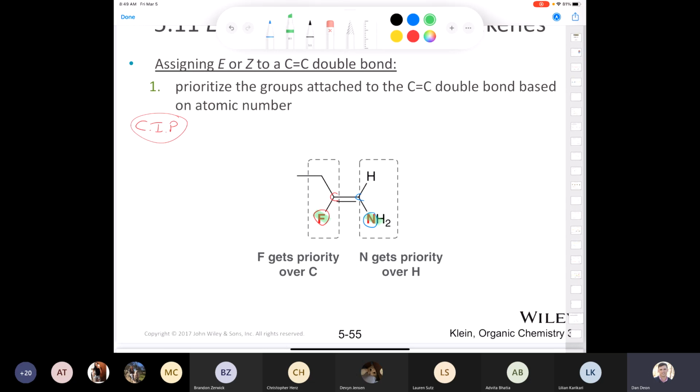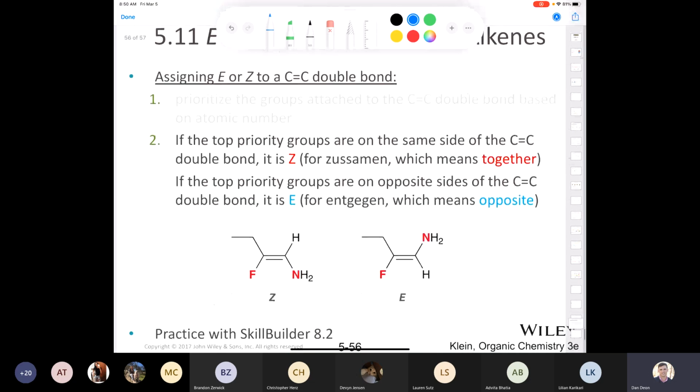Since the two highest priority groups are on the same side of the molecule, we call this a Z alkene, zusammen, or together, okay? So again, if the top priority groups are on the same side of the molecule, it's Z for zusammen, which means together.